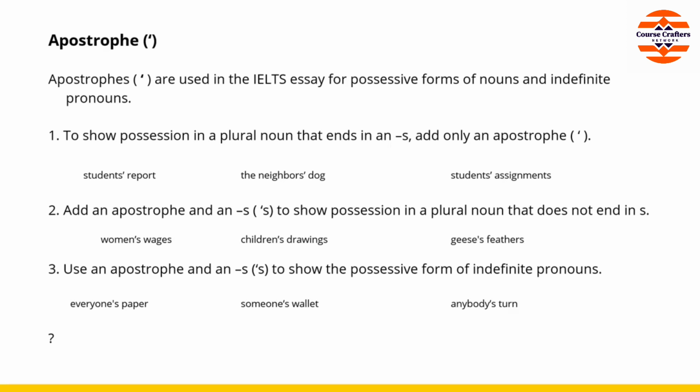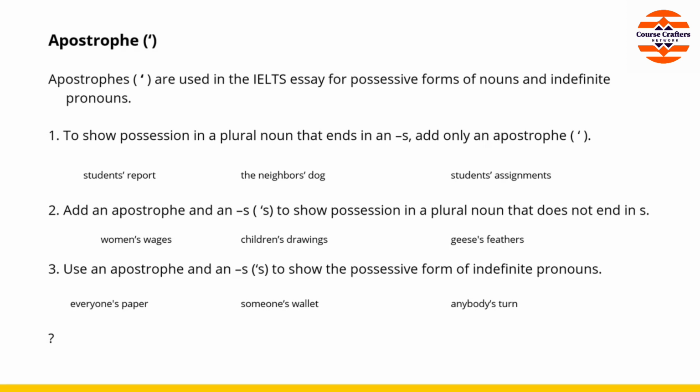The following punctuation we are going to discuss is the apostrophe. Apostrophes are used in the IELTS essay for possessive forms of nouns and indefinite pronouns. So the first way we use an apostrophe is to show possession in a plural noun that ends with the letter S. In this case, we do not add anything except the apostrophe itself.